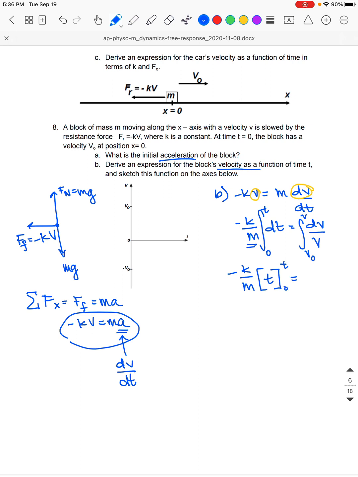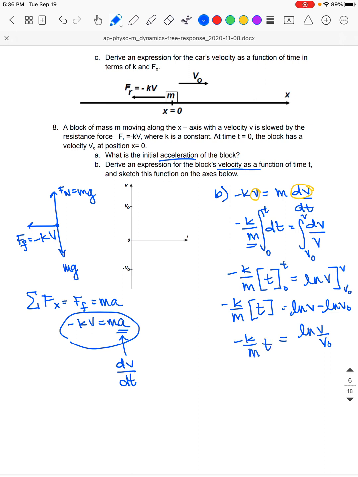Here we've got dv over v, which hopefully you've memorized is ln. That doesn't look like an n, but it's ln v from v naught to v. And then from there, we have to do the subtraction of our limits. So negative k over m times t minus 0, which is just t, equals ln v minus ln v naught, which is just ln v over v naught.